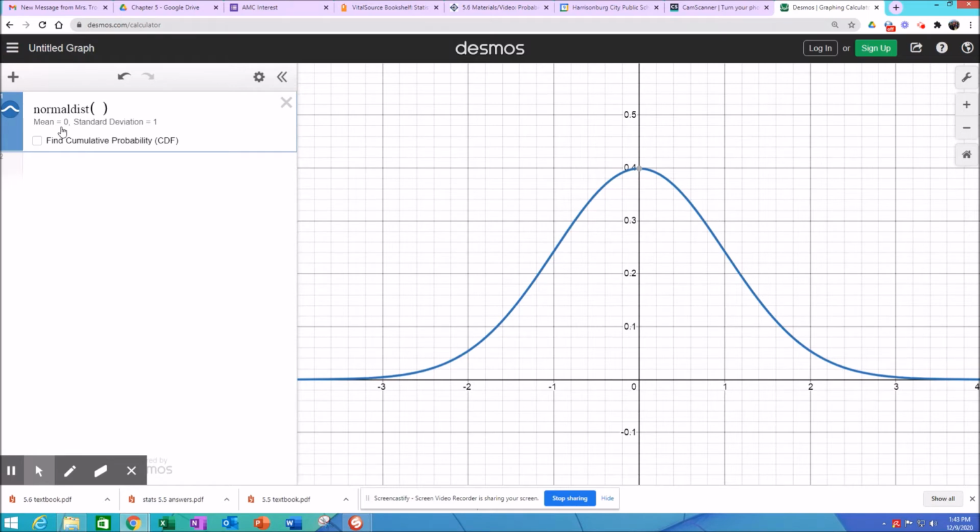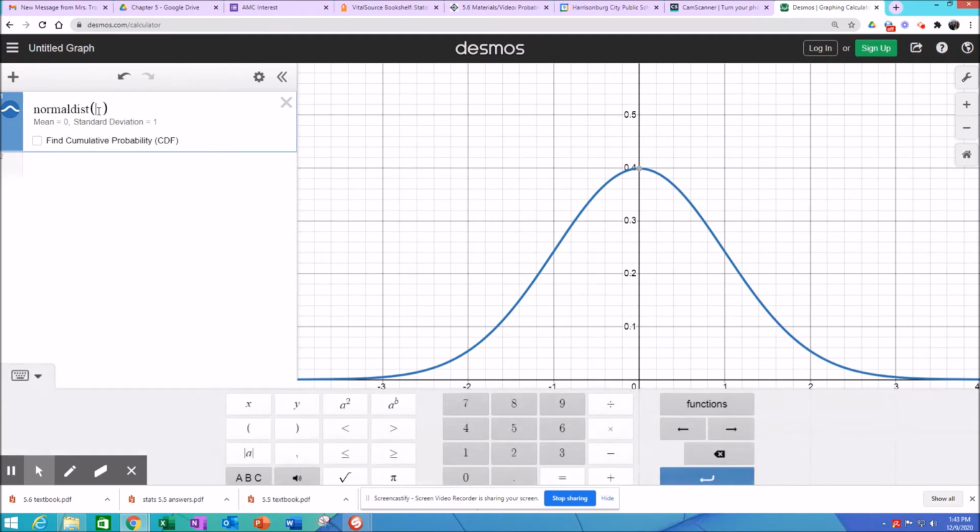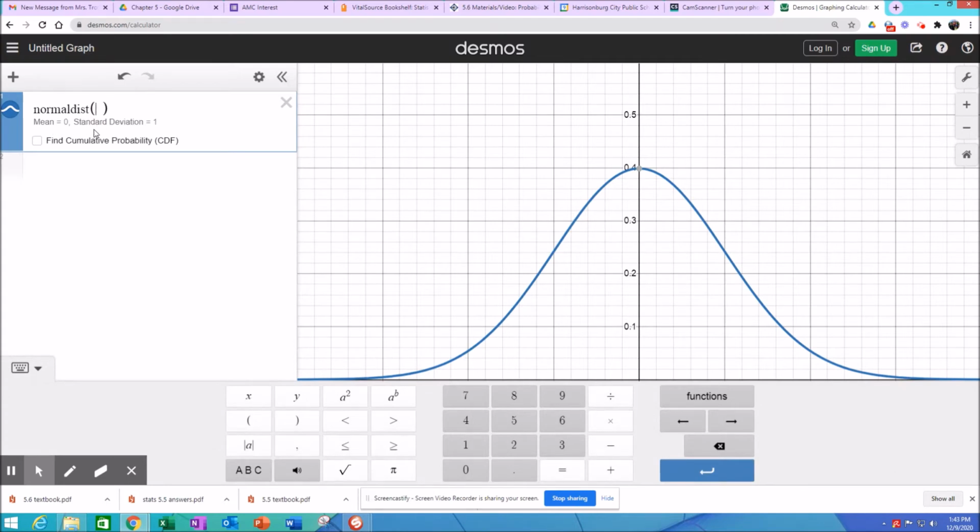Now, tomorrow we're going to talk about how to change that, and we can put in here a different mean and a different standard deviation, but that's for tomorrow. For today, we want to find the cumulative, so the area from here to where to where. Right now, it's going from -infinity to +infinity. So -infinity down here, all the way up through +infinity up there.